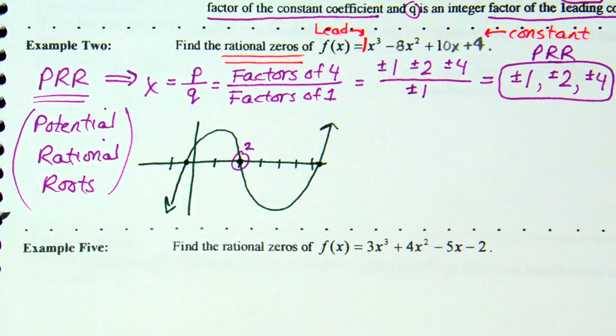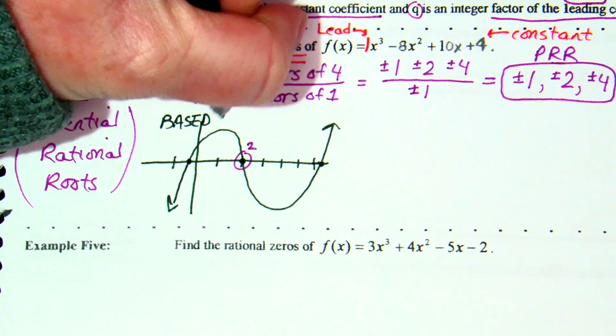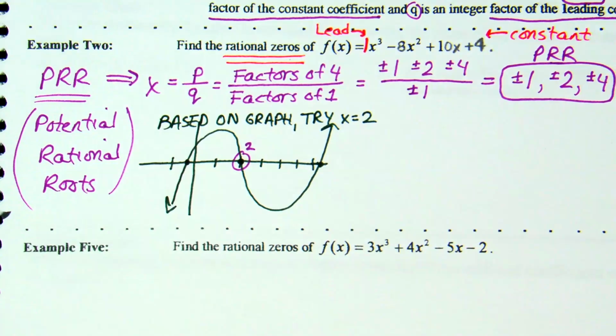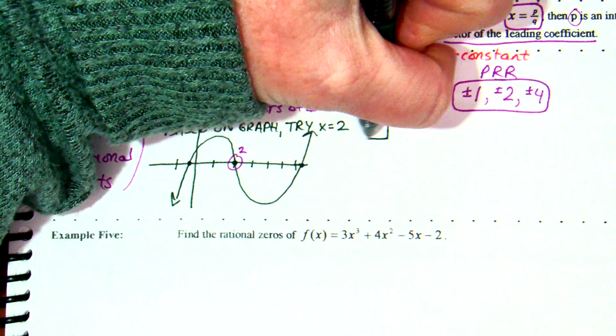But based on this graph, we're going to try x equals 2. I'm writing right here, based on the graph, I'm going to try x equals 2. If you didn't have the graph, what would you have done? You'd try 1. You'd try negative 1. You'd try 2. You just have to try several things until you found a working one. We're just using the calculator to help speed it up a little bit. So when I say try 2, that means I'm going to use synthetic division.